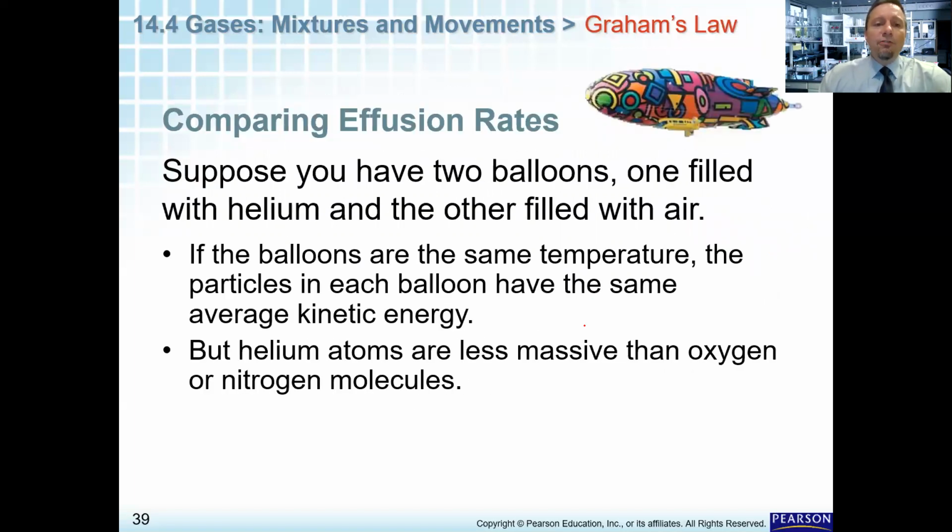All right, so comparing effusion rates. Suppose you have two balloons, one filled with helium and the other filled with air.